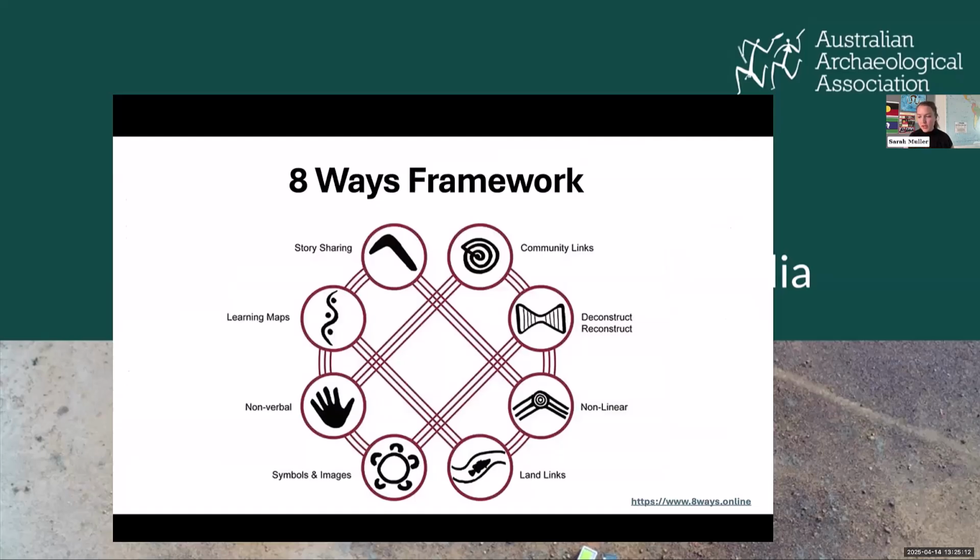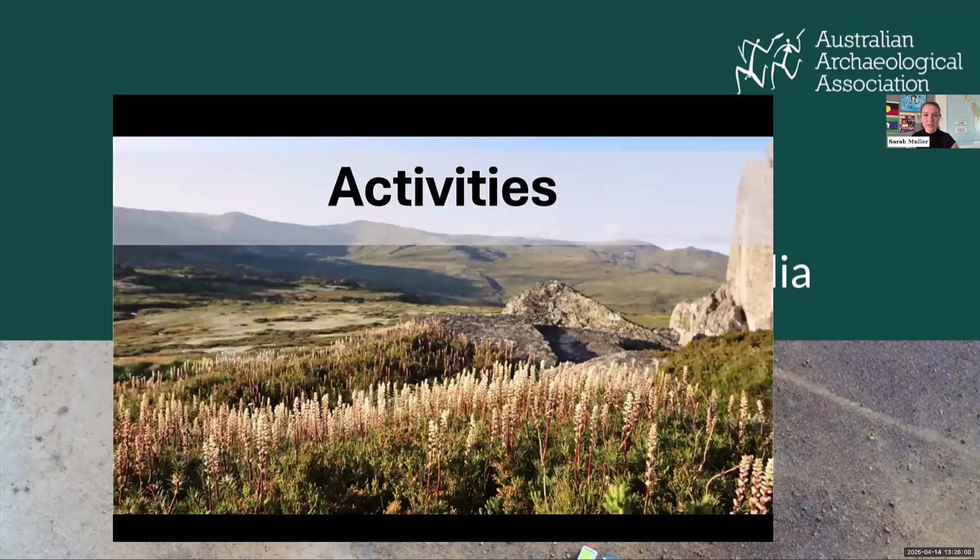And then finally, I want to show you the 8 Ways framework. So this was introduced to me when we were starting the unit, and I have really enjoyed exploring the different ways to think about this. So it's a framework developed by educators, by the traditional owners of Western New South Wales, and it can be used by anyone to work with Aboriginal and non-Aboriginal students. We have used the 8 Ways framework to help us to incorporate Indigenous ways of learning into the ways we teach our lessons. So community links, which we've heard of today, story sharing, learning maps, symbols and images, land links. These are some of the things that I'll show you in our case study that we're doing.